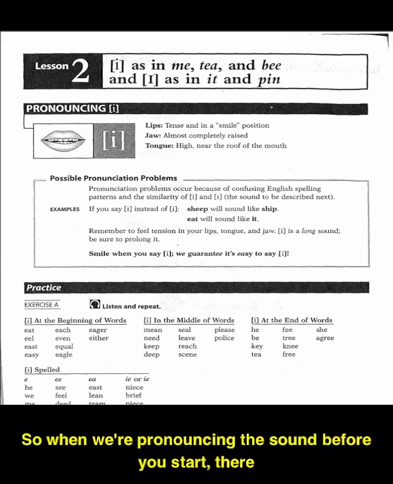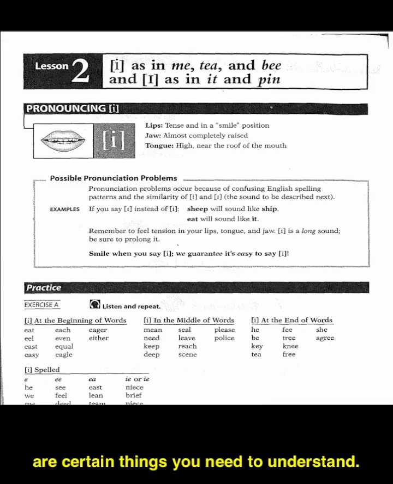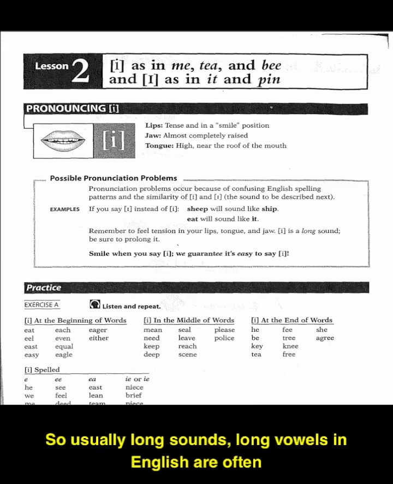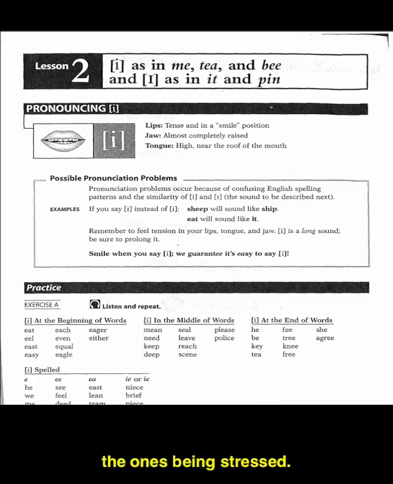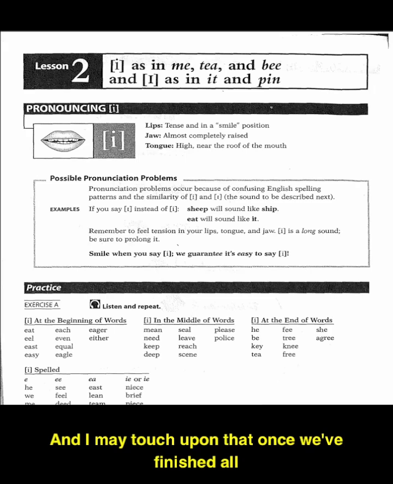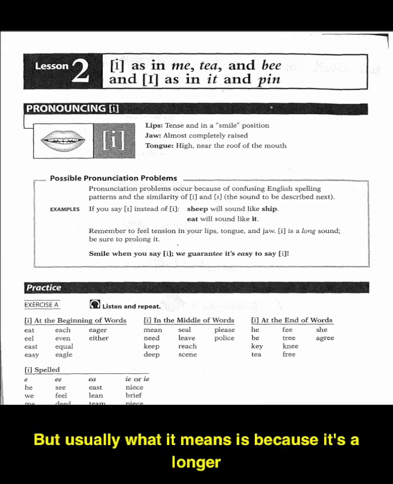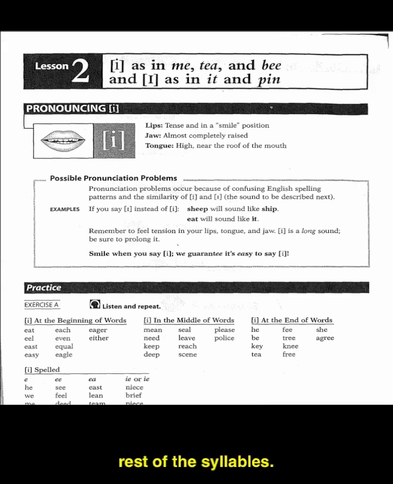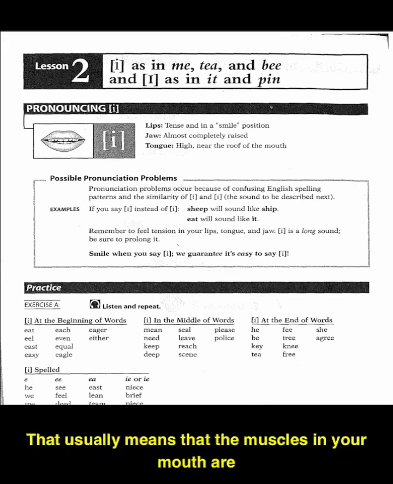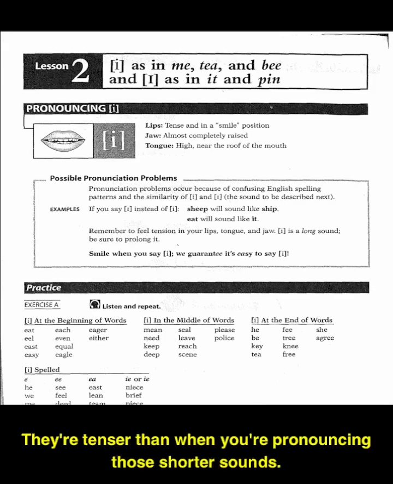So when we're pronouncing this sound, before you start, there's certain things you need to understand. First, this is a very long sound, as in E. So usually long sounds, long vowels in English are often the ones being stressed. We won't talk about stress too much yet, and I may touch upon that once we've finished all the vowels. But usually what it means is, because it's a longer sound, you have to hold the sound longer than the rest of the syllables. That usually means that the muscles in your mouth are tense. They're tenser than when you're pronouncing those shorter sounds.